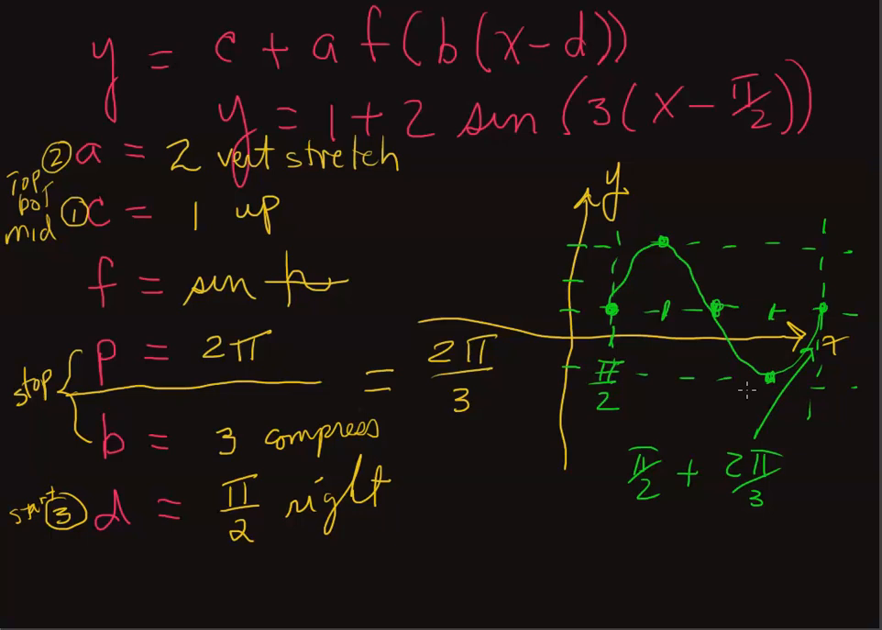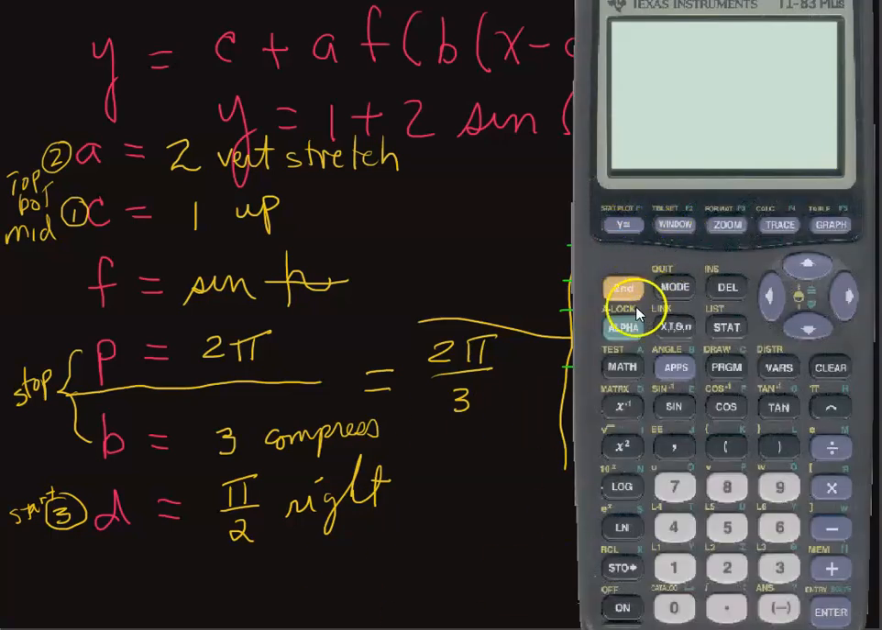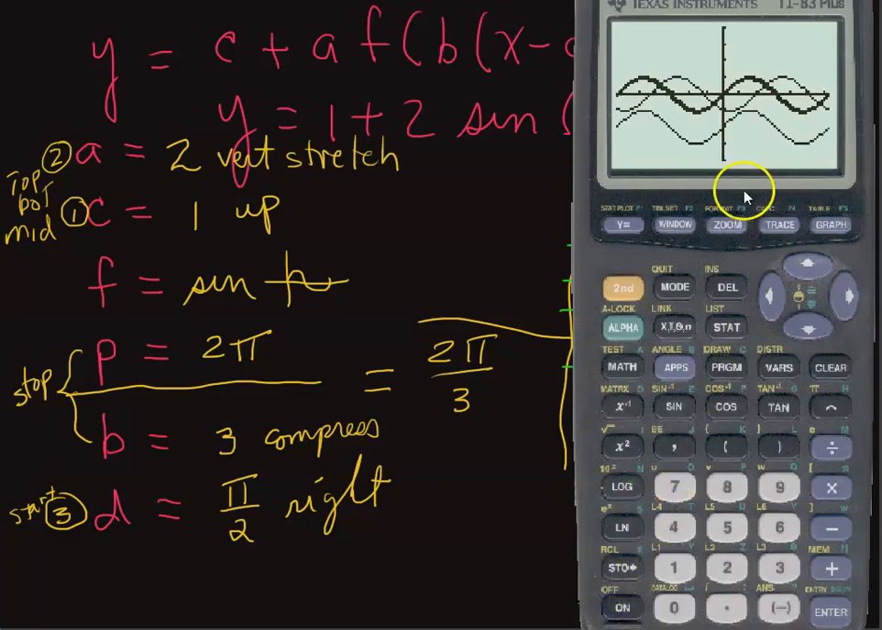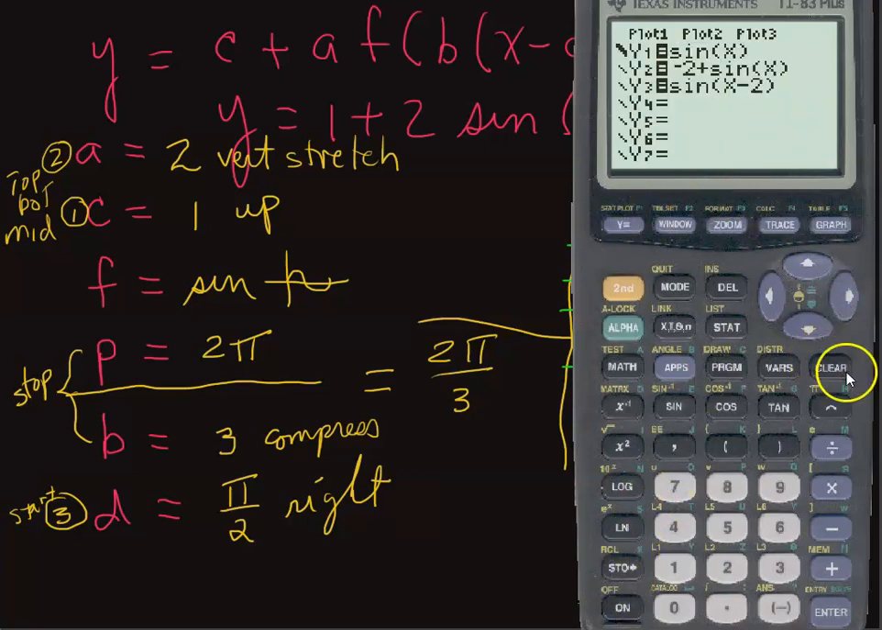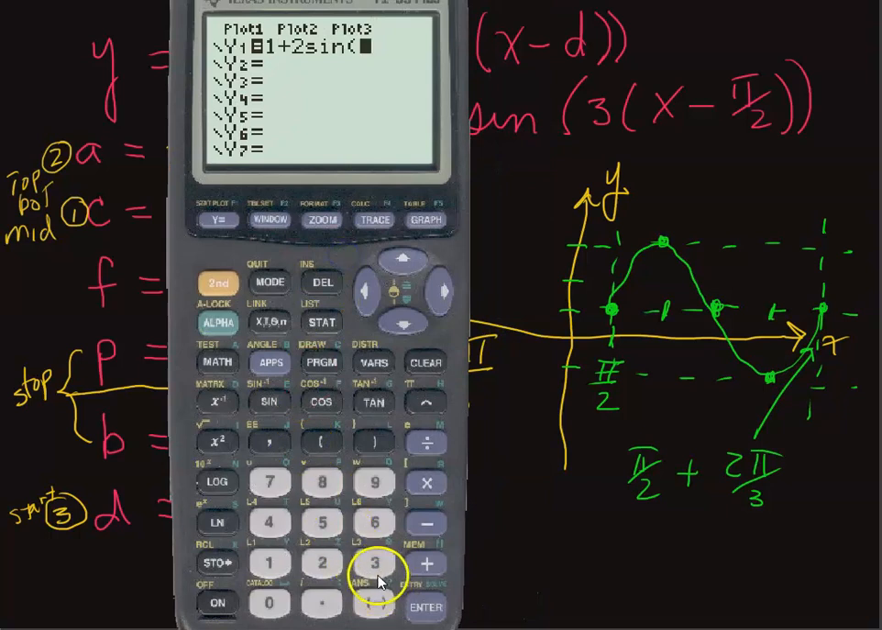Now, how do you check that? You use your calculator. Let's see here. Just turn this on and go to y equals and get rid of everything else. In y1, we're going to put the original: 1 plus 2 sine 3, parenthesis, x minus pi over 2, close, close.